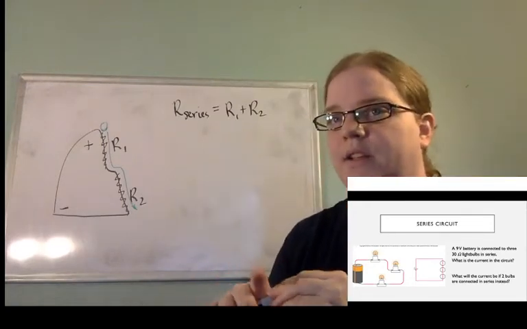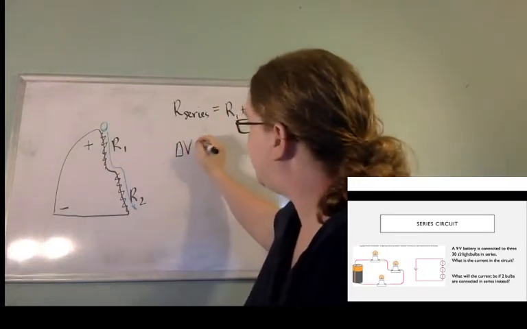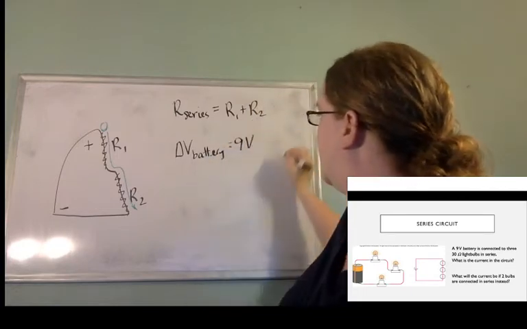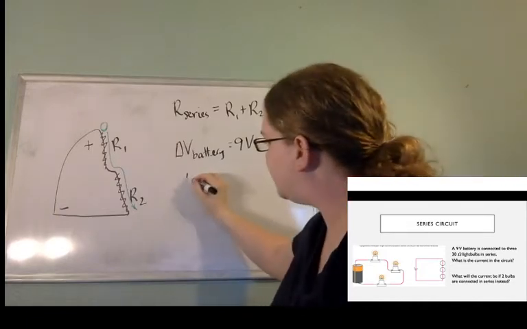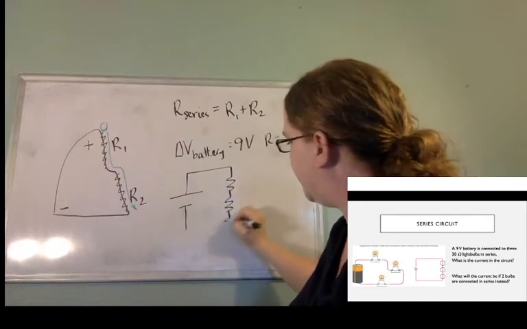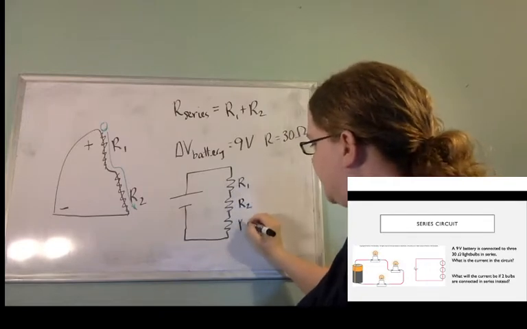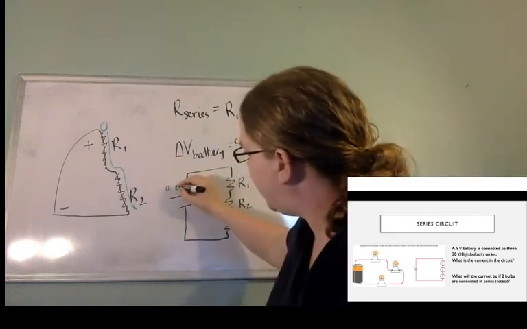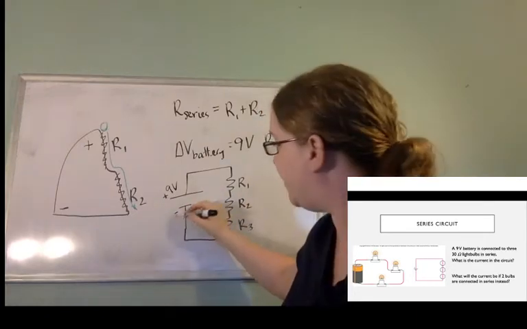We've got 9 volts, we've got 3 batteries. So delta V from the battery equals 9 volts. And then R for each of these is 30 ohms. If I draw this, 1, 2, 3 of these, in this case, all of my resistors are the same value, right? And I know up here I have 9 volts, that's positive, and down here is the negative or the low side, so we'll call that 0.